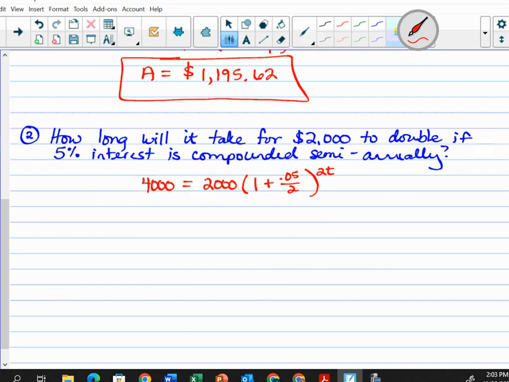All right, we're solving for T. It is in the exponent. What are we going to have to use to solve that we've been working on? Logs, yes. So, step 1, divide both sides by 2,000.